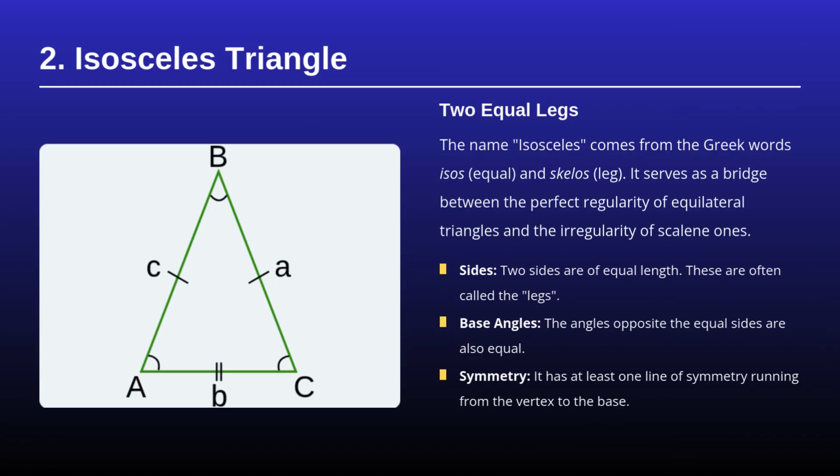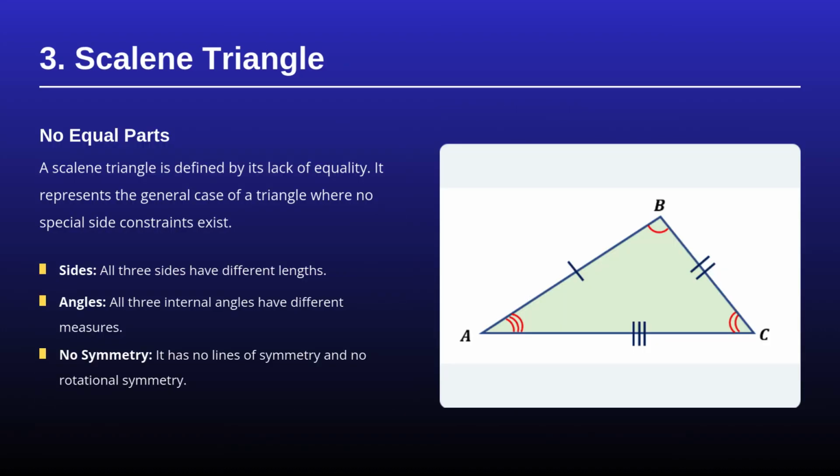And obviously, always remember the base angles, the angles opposite to the equal sides, are also equal. So in this particular figure, as AB and BC are equal in an isosceles triangle, so angle BAC and angle BCA are equal. Got it? So it is an isosceles triangle. Always remember, two sides and two base angles are equal. So let's move to the third one. The third one is a scalene triangle.